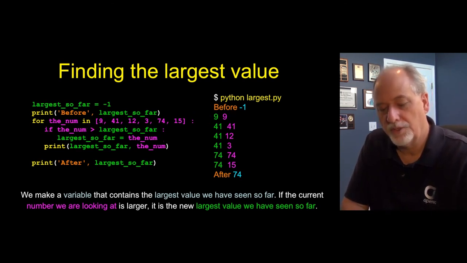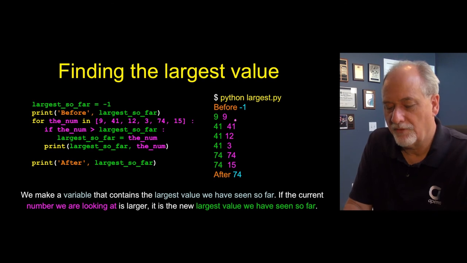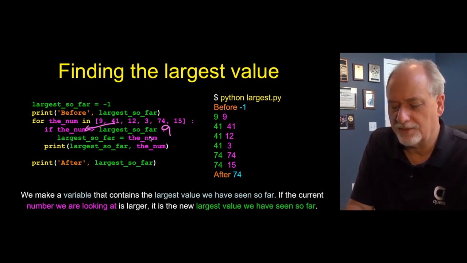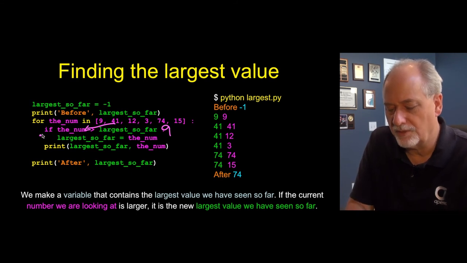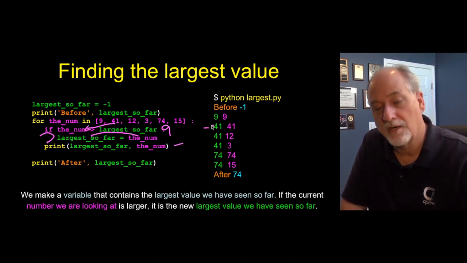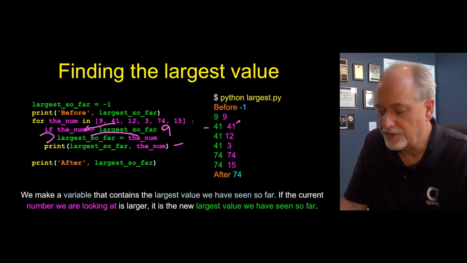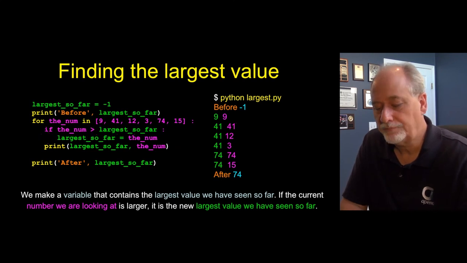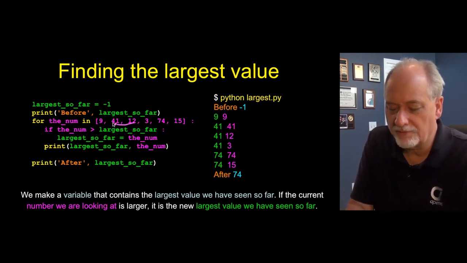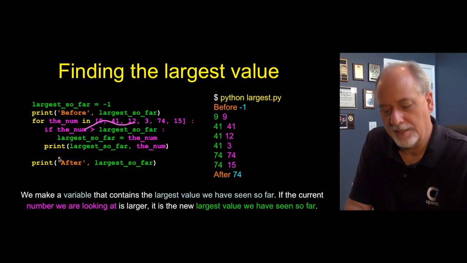Then we do it again. So now 41 comes in. And is 41 greater than 9? The answer is yes it is. So we're going to run this code, copy 41 into largest so far, and then print it out, and largest so far is 41 after we saw the number 41. Now we're going to run the loop again with 12, okay, and you get the idea, I hope.